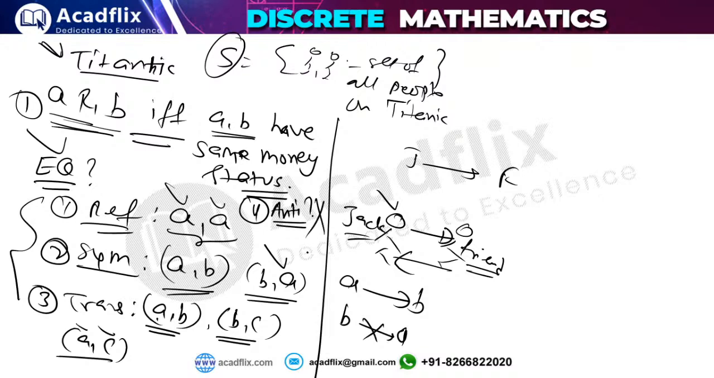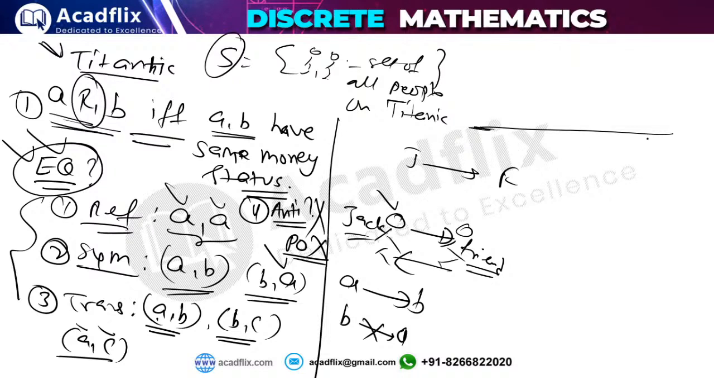Because this is not anti-symmetric, we can say that this R1 is not a partial order relation. So this R1 is an equivalence relation. And you already know that every equivalence relation will partition our base set. What is our base set? Base set is the people on this Titanic.